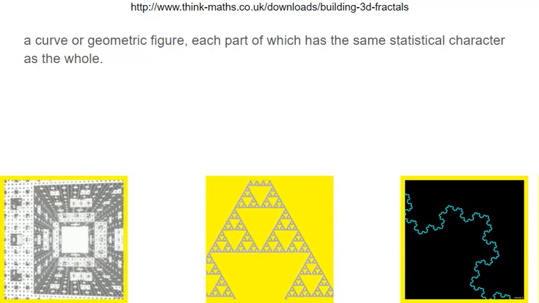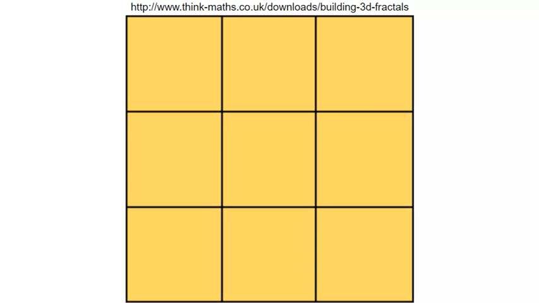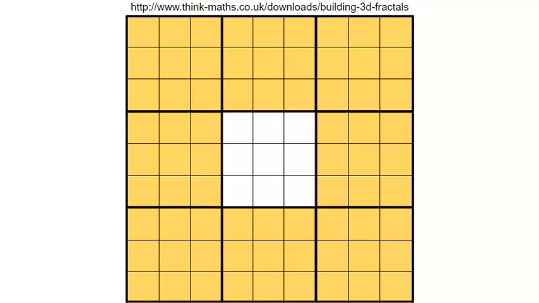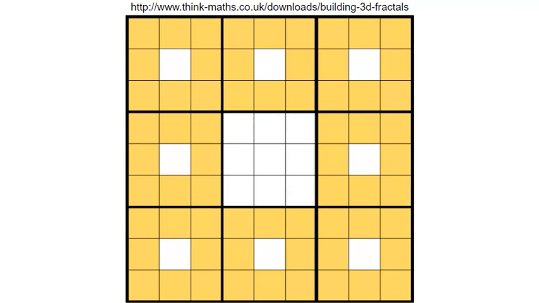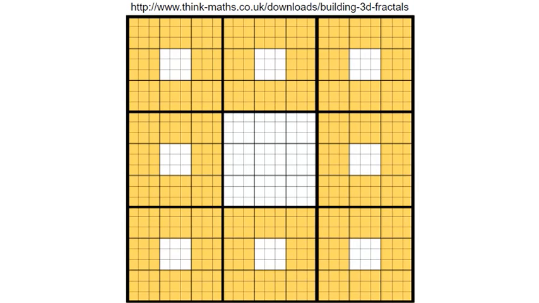Let's have an example. We take a square, and let's put a 3x3 grid on it. Now we're going to take out the middle square. Next, we're going to put a 3x3 grid on all of the other squares. We're going to then take out the middle square of all of the other grids. We can then split up the squares into smaller grids, and so on.